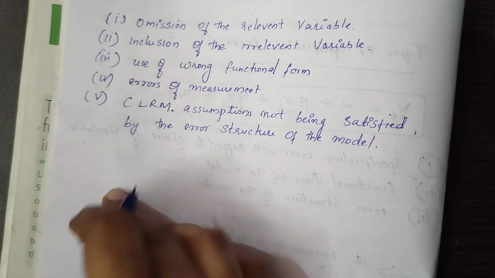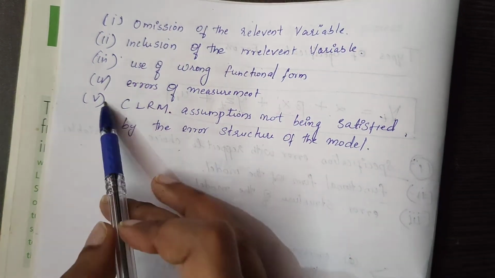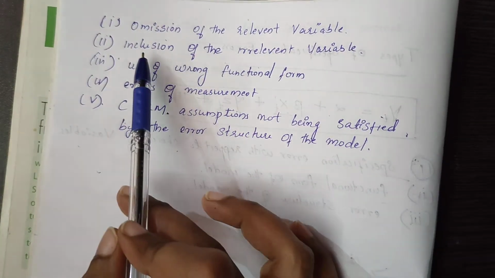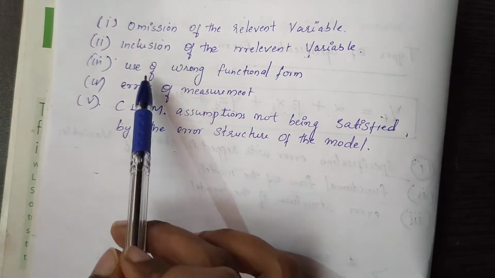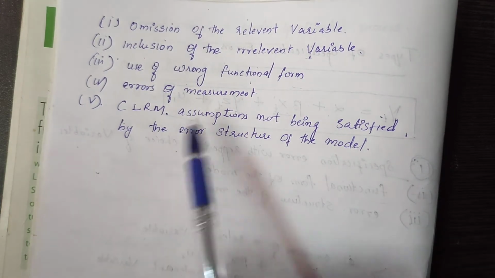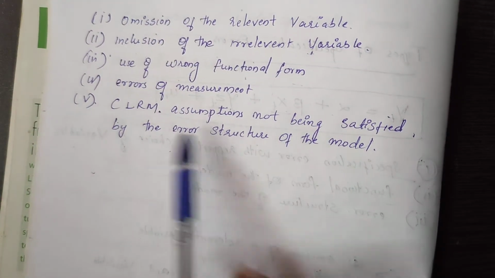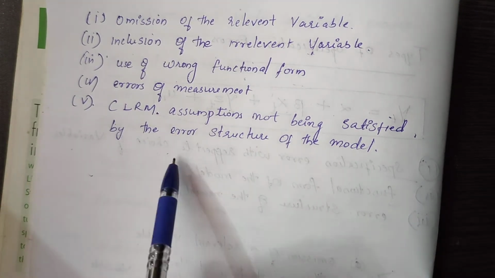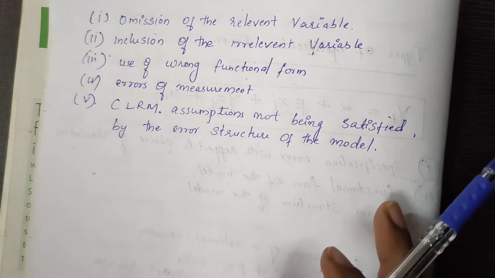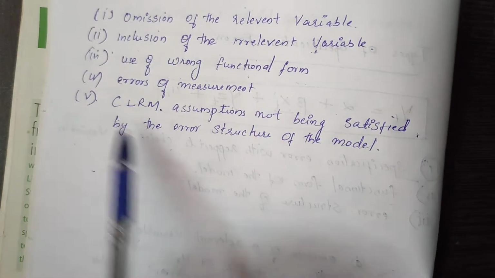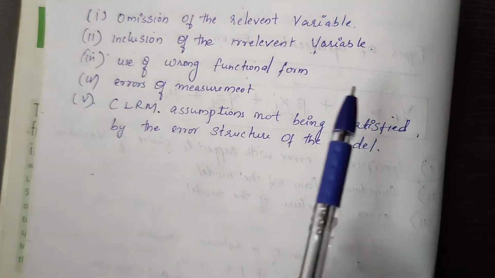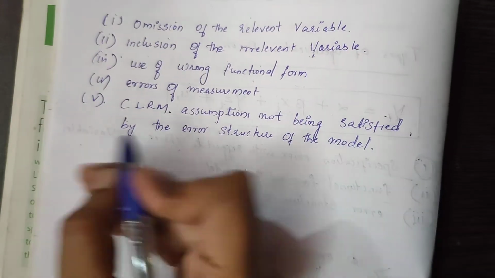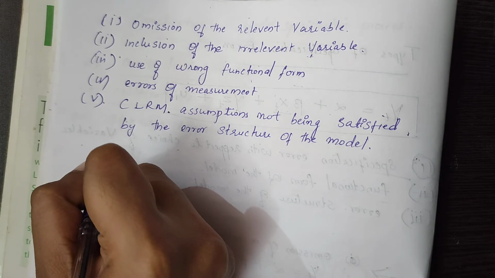Okay, so these are the important five things that we have discussed earlier: omission of the relevant variable, inclusion of the irrelevant variable, use of wrong functional form, errors of measurement, and violating the CLRM assumptions by the error structure of the model. If these things come across, we can say that there is a specification error. Now, next we will discuss the consequences.